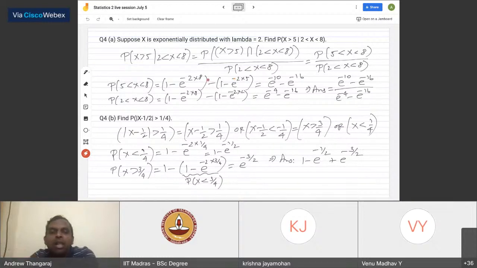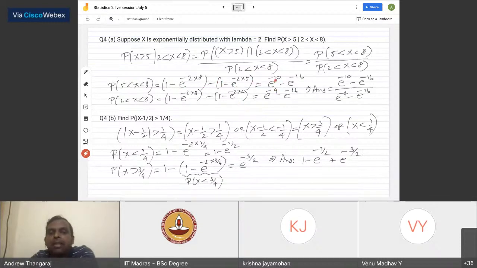In the formula, I had cancelled this one and I gave you the simplified version. Go back and look at it. It will be e power minus 2 into 5 minus e power minus 2 into 8. So that is like the complement of the CDF, the probability that x is greater than. So then you'll go the other way. But this is also okay. Remember any one way, then you'll be okay.